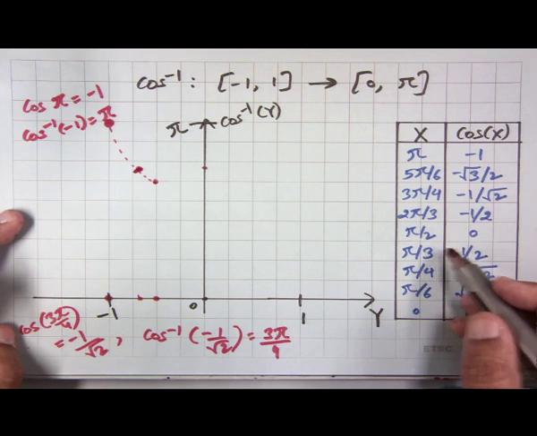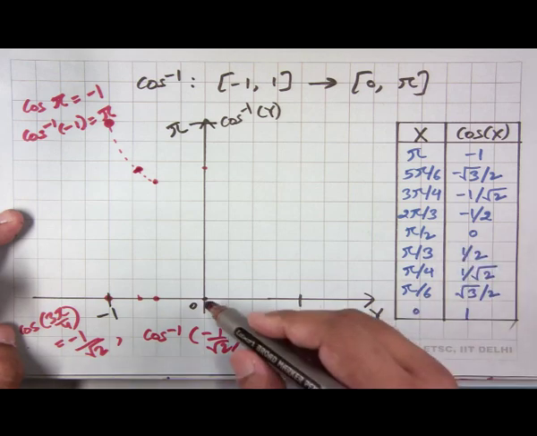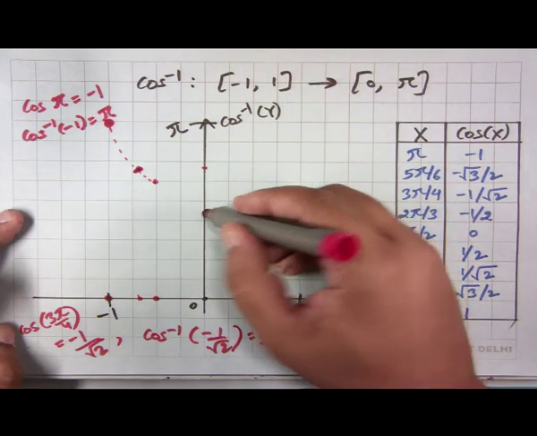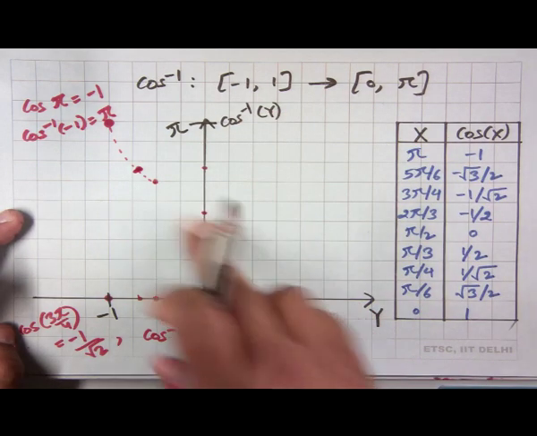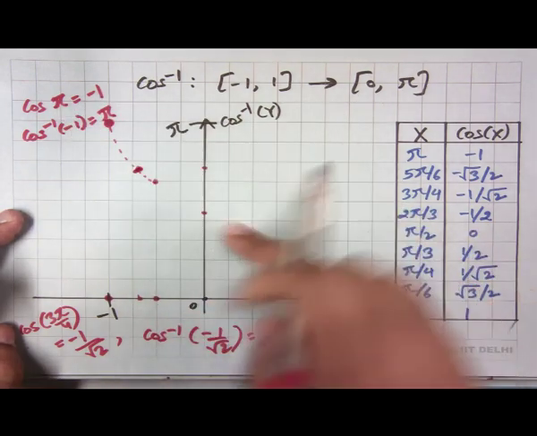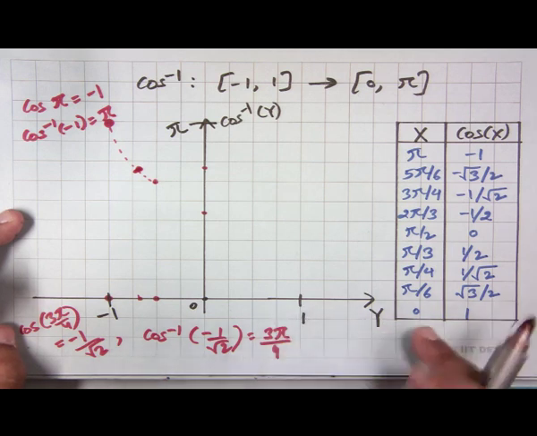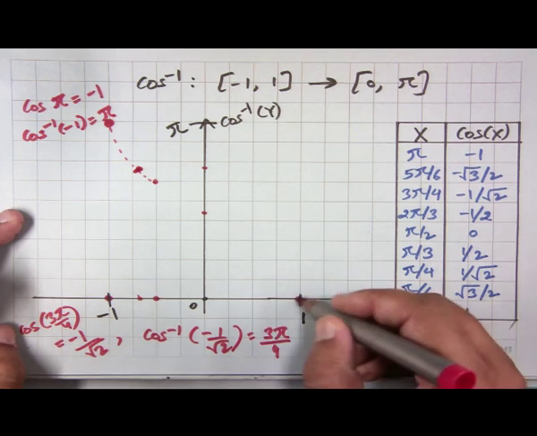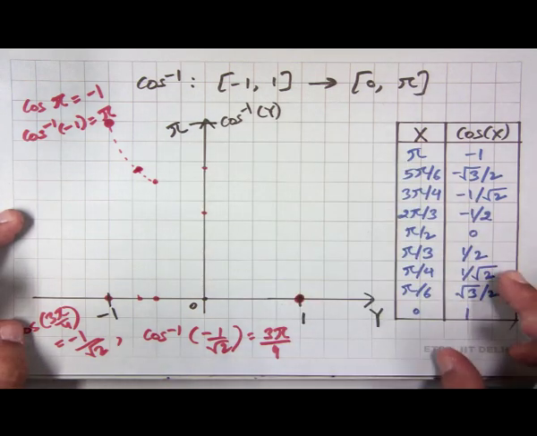And then further we know that cos of pi by 2 is 0, and therefore, cos inverse of 0 will be pi by 2, which is half of this entire range, and will be somewhere here. And then we will have a similar symmetric curve about this line for positive values of y. So, for example, we know that cos of 0 is 1, and therefore, cos inverse of 1 will be 0. So, which is this point over here.